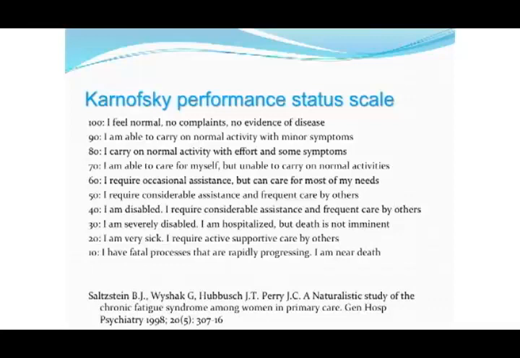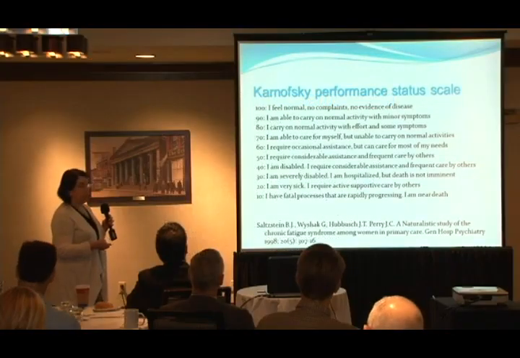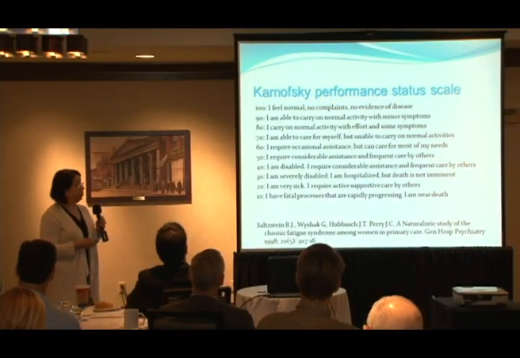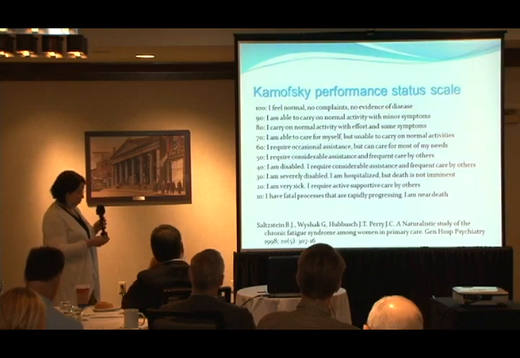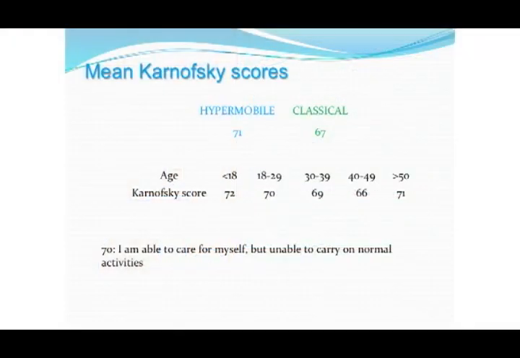So we've had a few patients come in at 20. By the time people get here, they're not traveling to the doctor. So the average, the mean Karnofsky score here was for both the hypermobile and classical type very close to 70. And this says, so most of the people who get to my office say, I am able to care for myself, but unable to carry on normal activities.